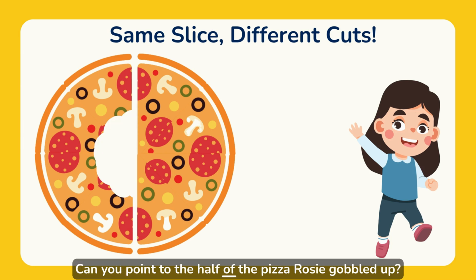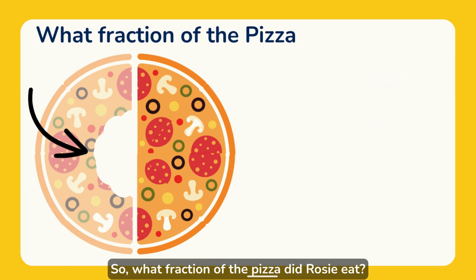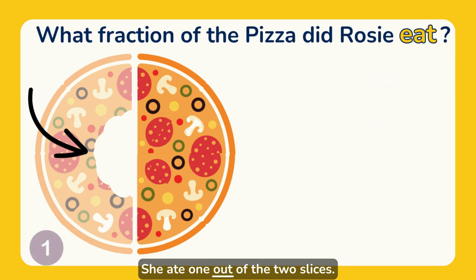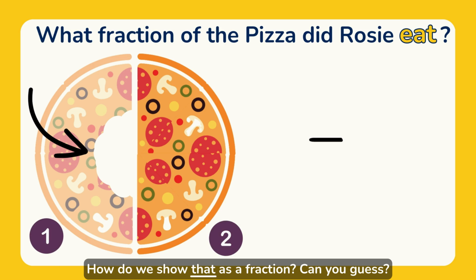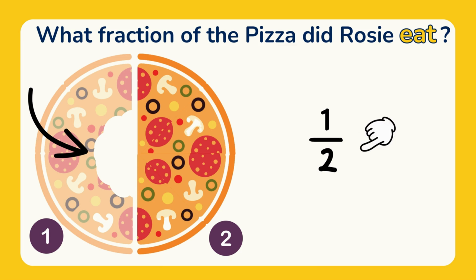Can you point to the half of the pizza Rosie gobbled up? Well done. So, what fraction of the pizza did Rosie eat? She ate 1 out of the 2 slices. How do we show that as a fraction? Can you guess? That's right, it's 1 over 2.